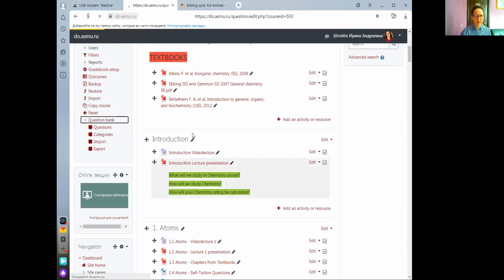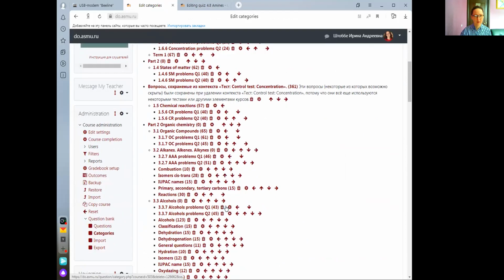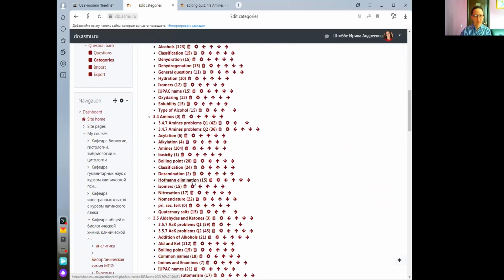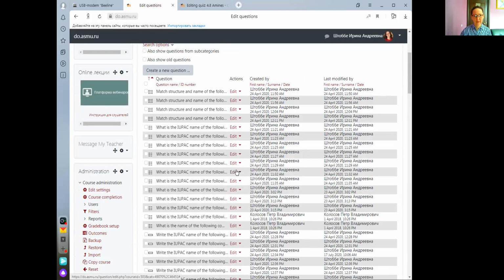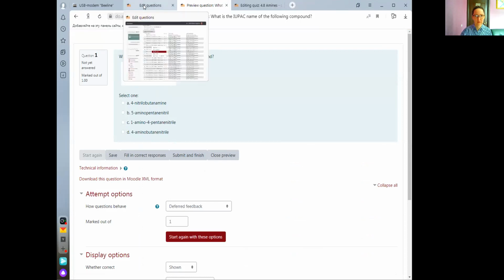I go to question bank, our topic number 4, amines nomenclature. Nomenclature, 22 questions, and we have three types of questions: multiple choice, matching, and writing. Multiple choice, let's look. You're given some structure formula, bond line formula, and you're given several variants of answer. It's very easy. You must produce name for this compound and choose which one name is correct.